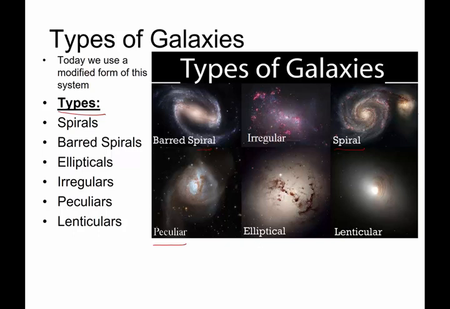Ellipticals are these round structures, and then there are lenticulars. Lenticulars are very organized. Ellipticals have a very specific shape. Why lenticular? They are nice and lens shaped, not as round as ellipticals.